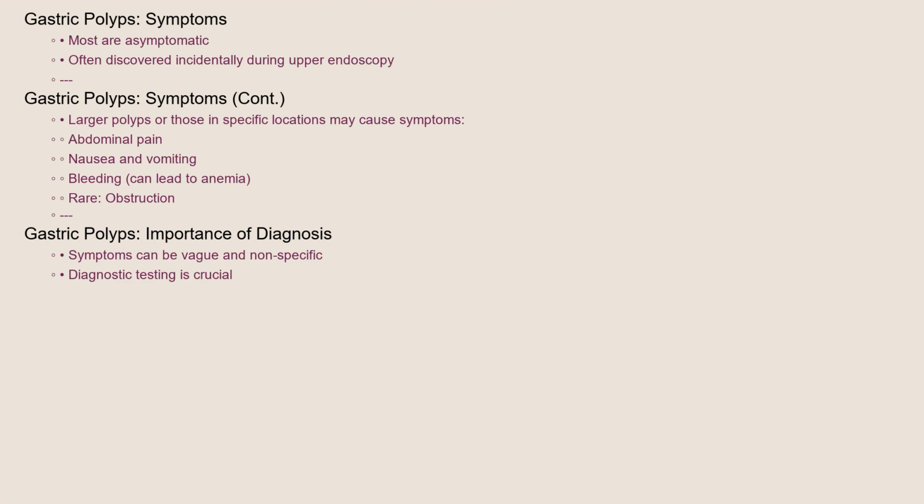Many gastric polyps are asymptomatic, meaning they don't cause any noticeable symptoms. They are often discovered incidentally during an upper endoscopy performed for other reasons. However, larger polyps or those located in certain areas of the stomach can cause symptoms. These may include abdominal pain, nausea, vomiting, bleeding, which can lead to anemia, and in rare cases, obstruction if the polyp is large enough to block the passage of food. The symptoms can be vague and nonspecific, highlighting the importance of diagnostic testing.